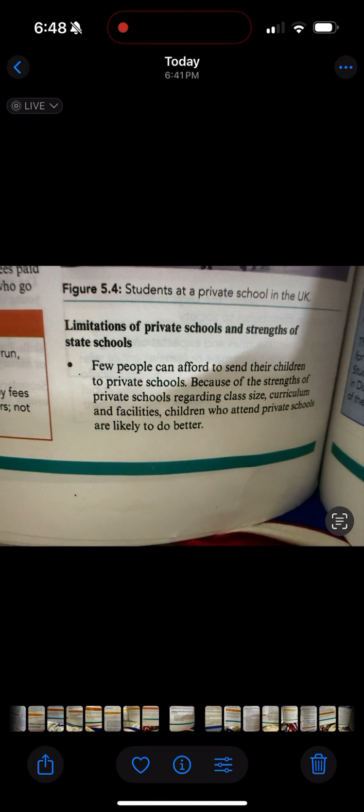Selective education, when schools choose their learners, usually based on their ability. Non-selective schools, schools which accept all learners, regardless of ability.